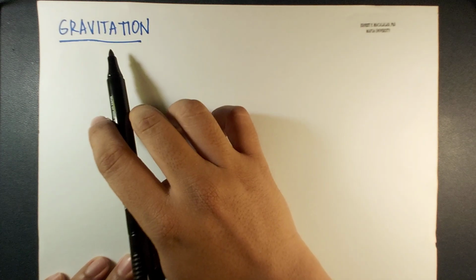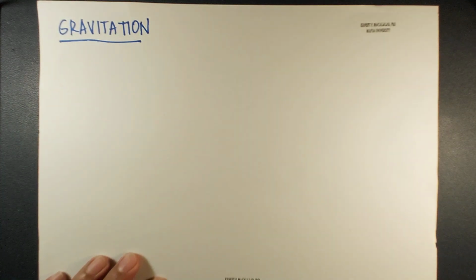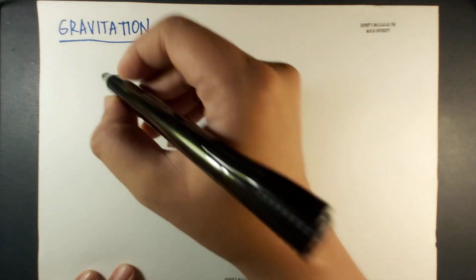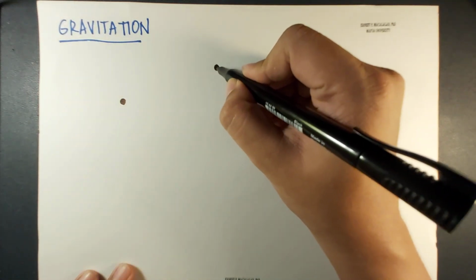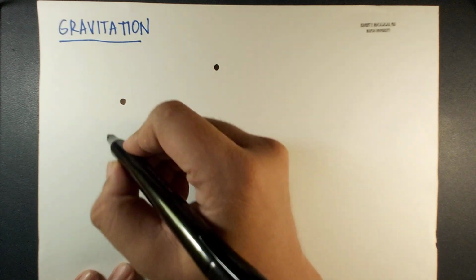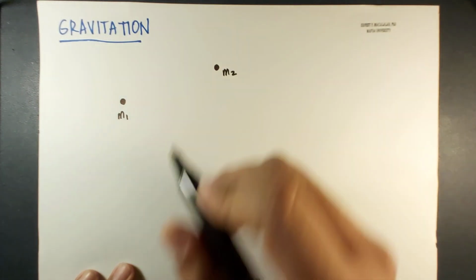Gravitational force, or gravity, is one of the four fundamental forces in nature, and this arises from the masses between two interacting particles. In 1687, Sir Isaac Newton, in his work Principia, formulated the law of universal gravitation. So, for example, we have two particles, and let's say these two particles have masses m1 and m2.